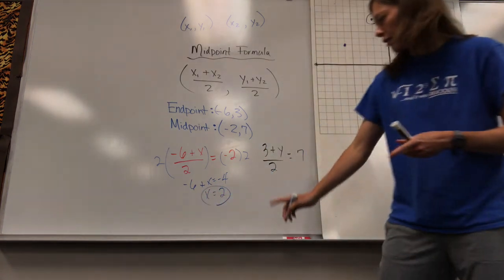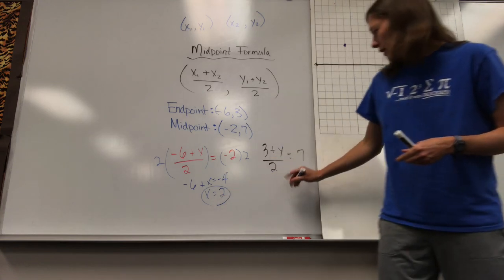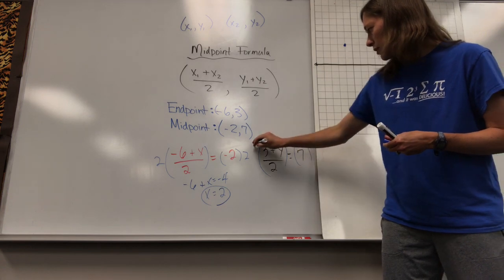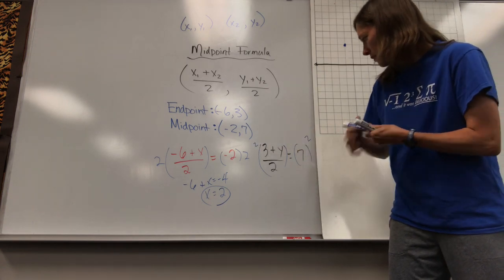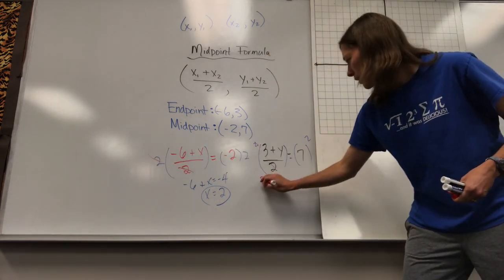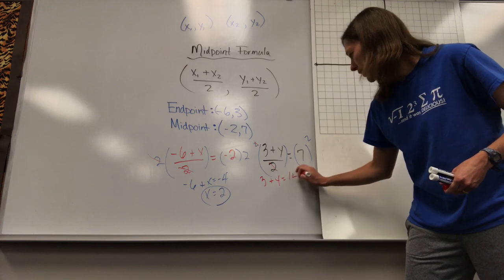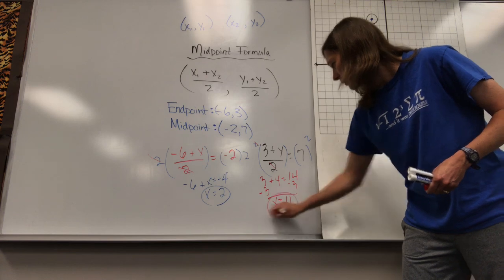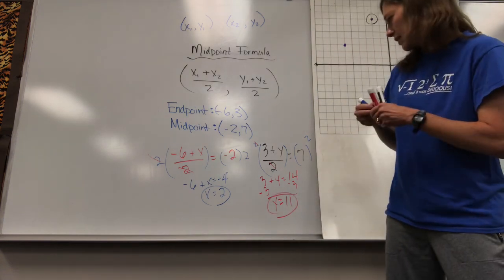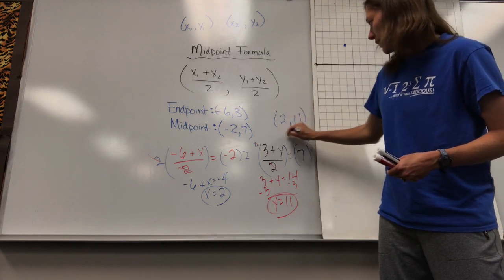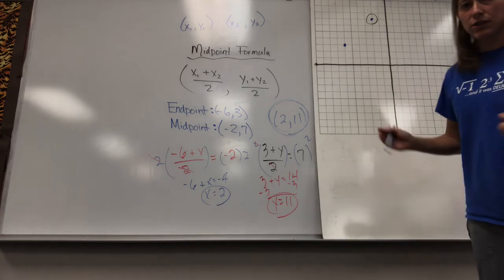Okay, so the x coordinate of my endpoint is 2. Here, I am going to multiply both sides by 2 also. Okay, so my 2's cancel out, just like they did here. I just forgot to write it down. So 3 plus y is equal to 14. I'm going to subtract 3, and my y coordinate is 11. Okay, so my other endpoint is 2, 11. That's my other endpoint. So let's just see here if that is reasonable.